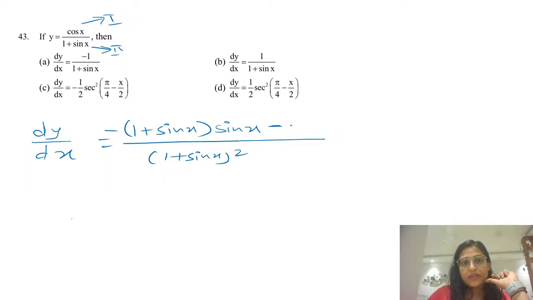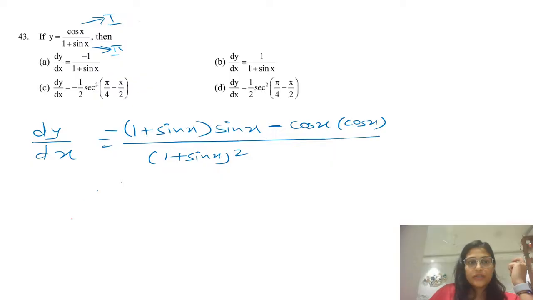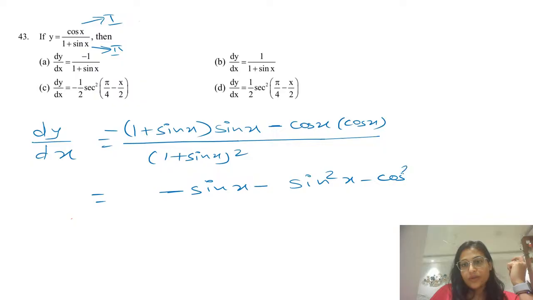Okay, then minus first function, which is cos x, times the differentiation of the second function, which is what? cos x. Cos x, right? So this can be further written as minus sin x minus sin square x minus cos square x, this whole divided by 1 plus sin x whole square.